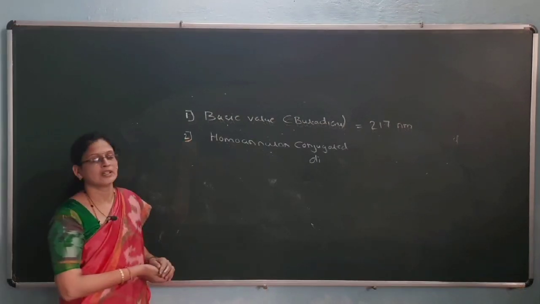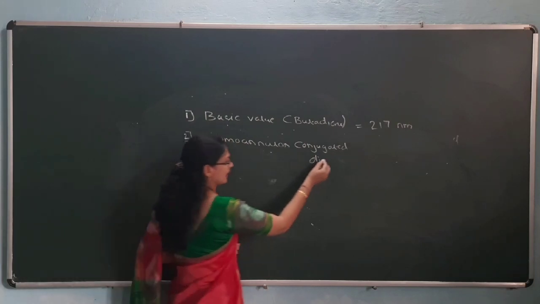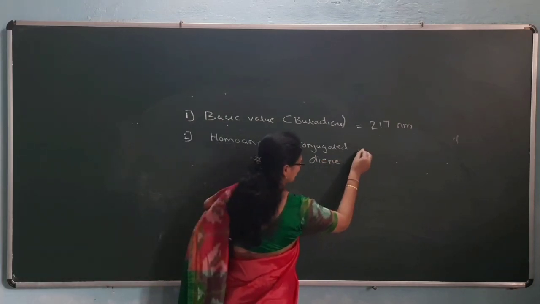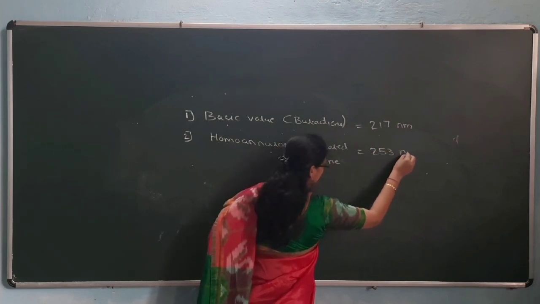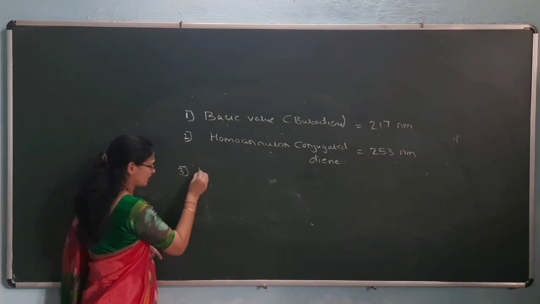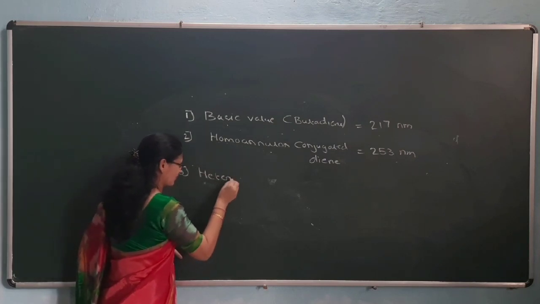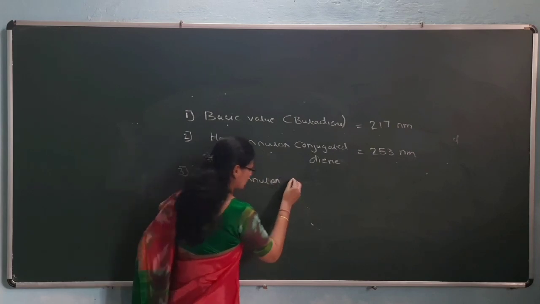The second one is homoannular conjugated diene. The value here is 253 nanometer. And the third one is heteroannular conjugated diene.